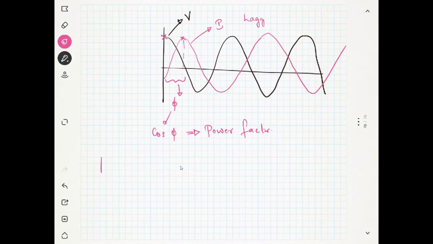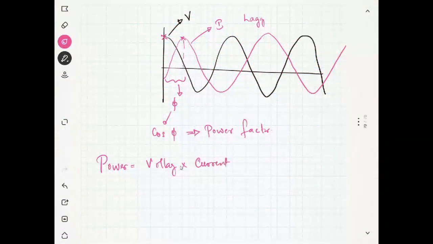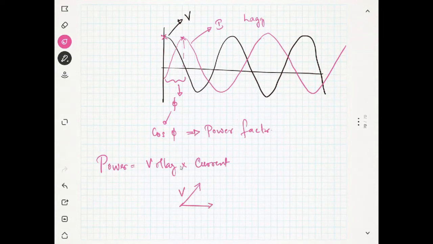You know, the power of the circuit is nothing but the voltage into current, right? Yes, sir. Voltage into current. But both are not in the same angle. One is at this angle, this is the voltage, and this is the current, right? Yes, sir.